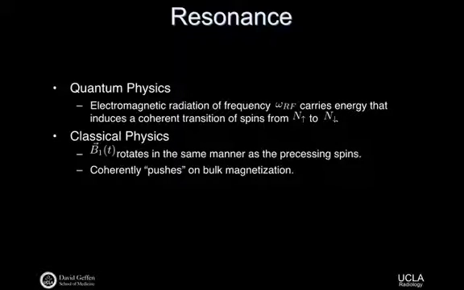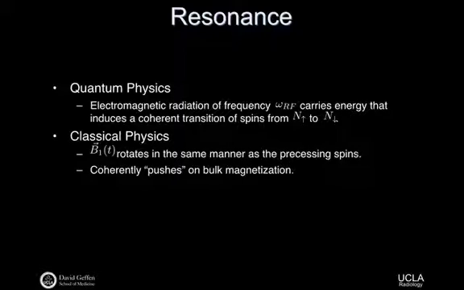Really hard to bridge, again, between quantum and classical physics. In the classical sense, and that's really what we're going to use from today, we'll leave all things quantum behind. The B1 field rotates in the same manner as the precessing spins. We just learned about generating a circularly polarized field. And as such, it can coherently push on the bulk magnetization. It's always perpendicular to the bulk magnetization. It can always exert a torque and push the magnetization down.